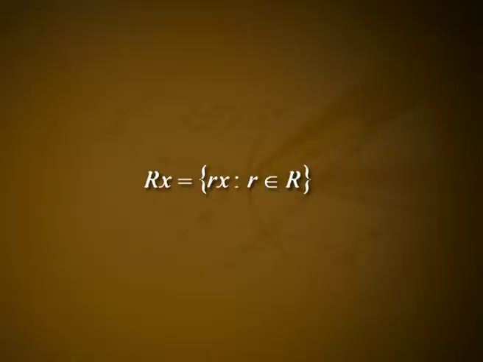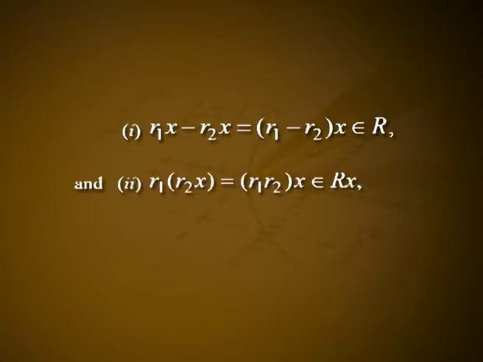Example 8. Each left ideal of a ring R is an R submodule of the left R module R, and conversely. Example 9. If M is an R module and x belongs to M, then the set Rx, equal to the set of all rx such that r belongs to R, is an R submodule of M. For 1. r1x minus r2x is equal to (r1 minus r2)x belongs to Rx, and 2. r1(r2x) is equal to (r1r2)x belongs to Rx for every r1, r2 belongs to R.